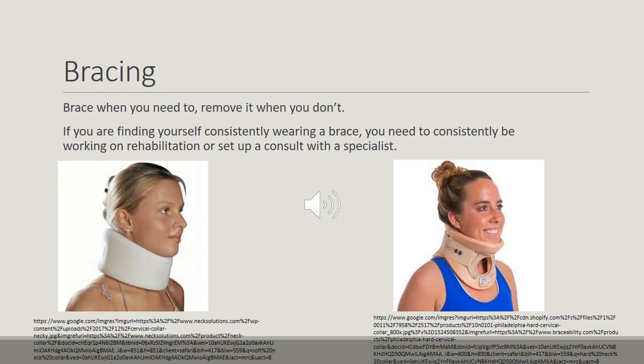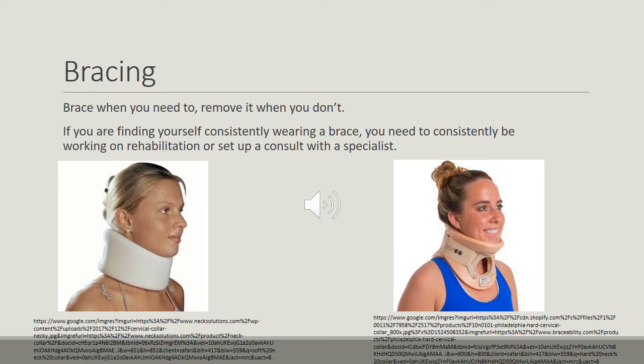Bracing. The classic cervical collar, all the movie references. Perhaps you've seen the patient walking down the street, moving all over, looking down at a phone, and then popping the cervical collar on right before entering into the office. Everybody has that one story.